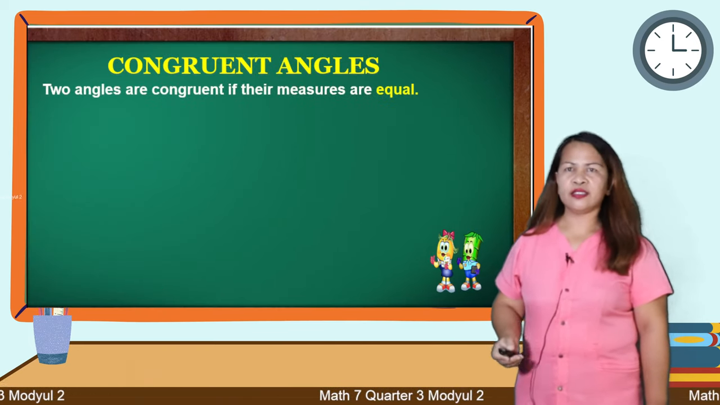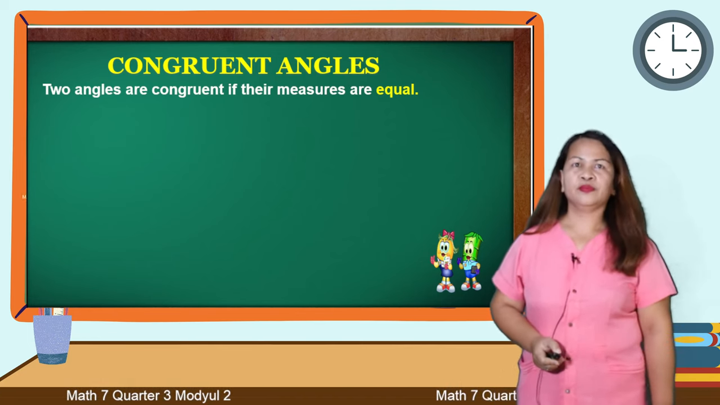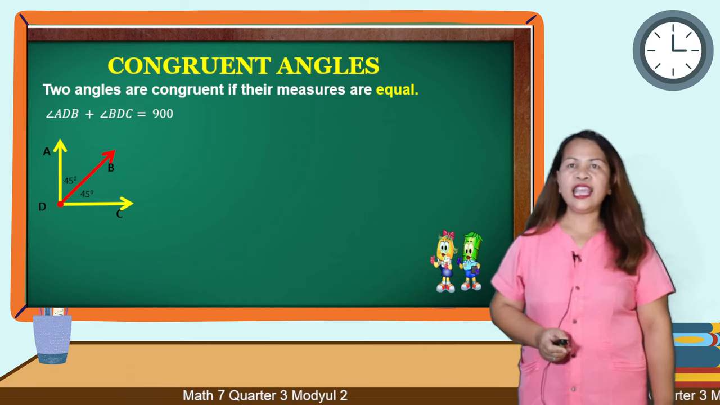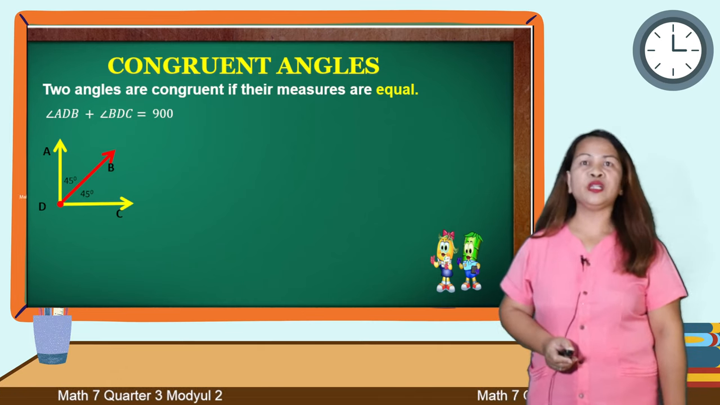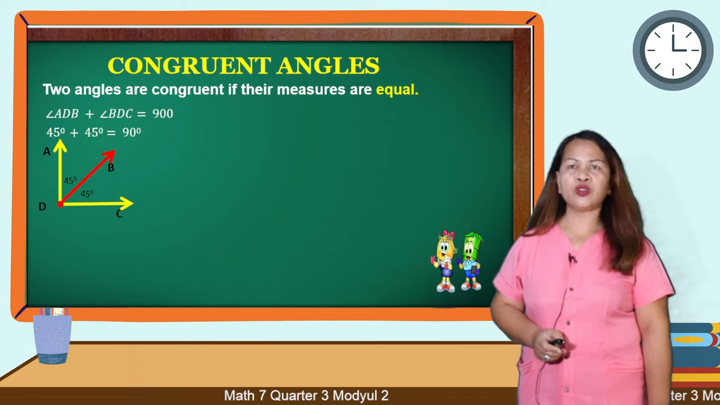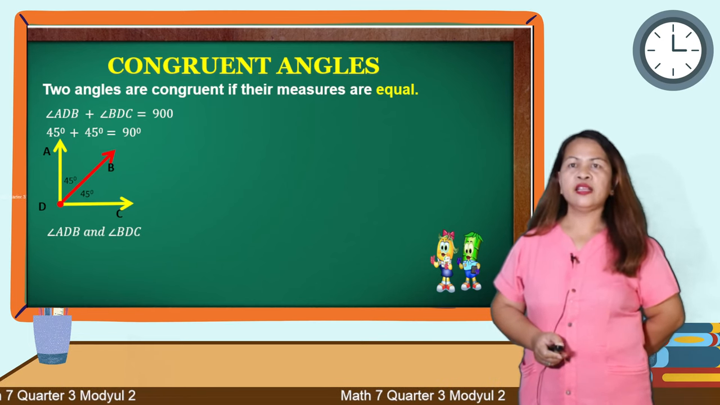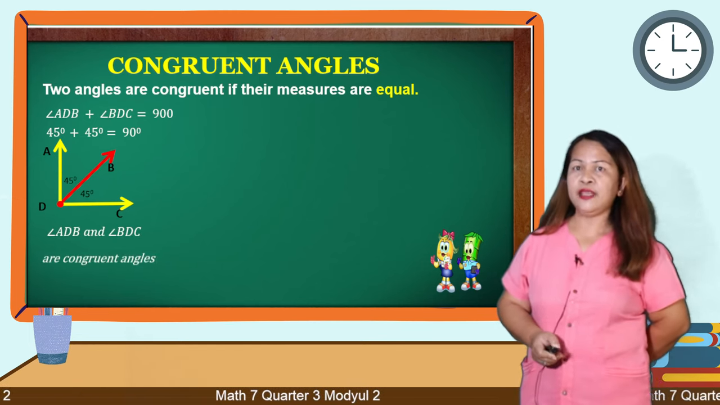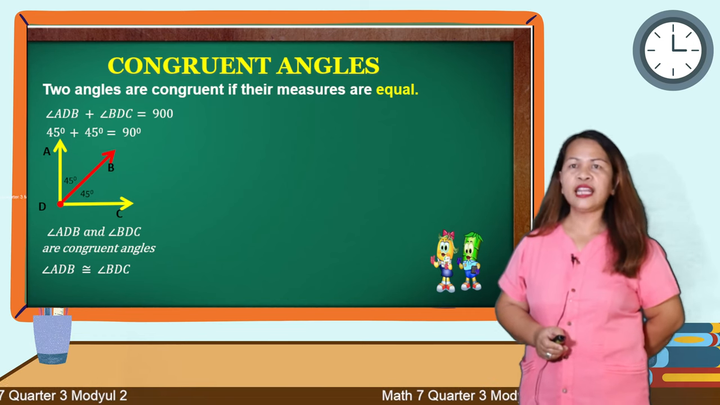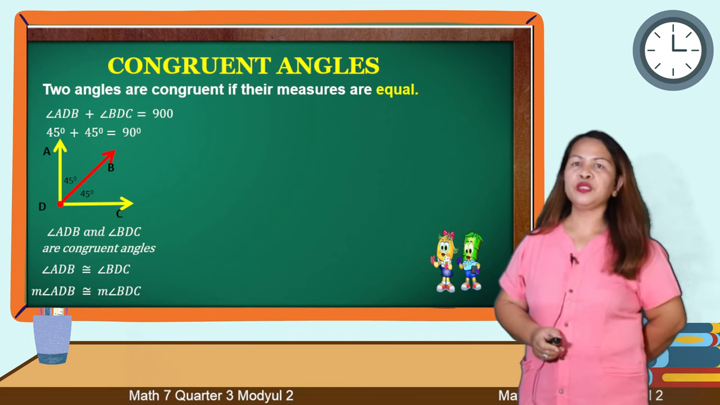Okay, congruent angles. These angles are congruent if their measures are equal. Take note of the word equal. So we have another example. Angle ADB plus angle BDC is equal to 90 degrees. Angle ADB measures 45 degrees plus the measure of angle BDC, which is 45 degrees, and that is equivalent to 90 degrees. So angle ADB and angle BDC are congruent angles. We have the symbol for congruent: angle ADB is congruent to angle BDC. Therefore, the measure of angle ADB is congruent to the measure of angle BDC.